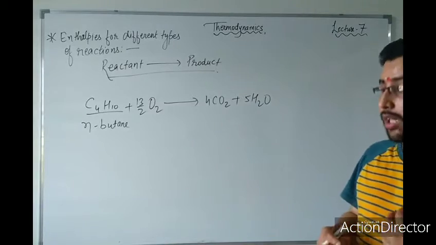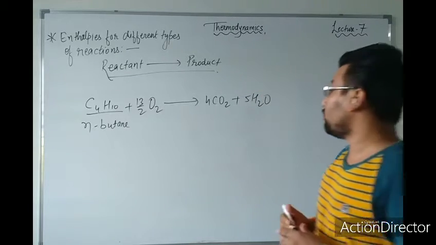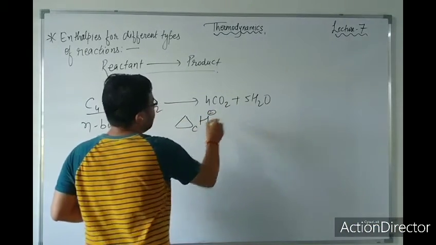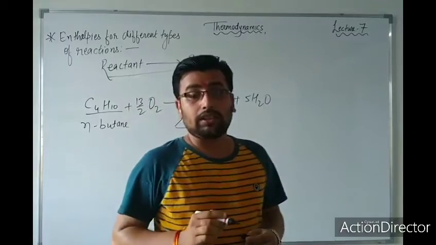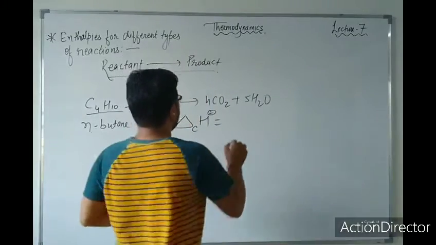Now here, if I talk about what will be the enthalpy of this combustion, means delta HC, enthalpy of combustion, what will be the value? As right now only I have told you, that is 2658.